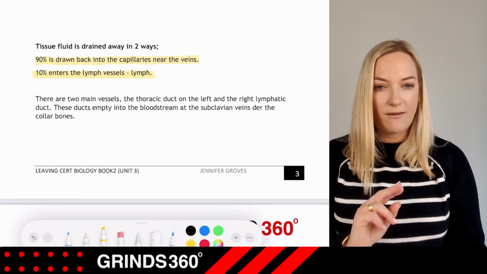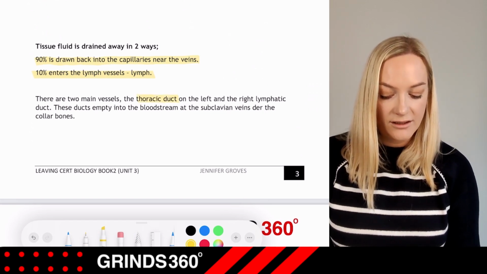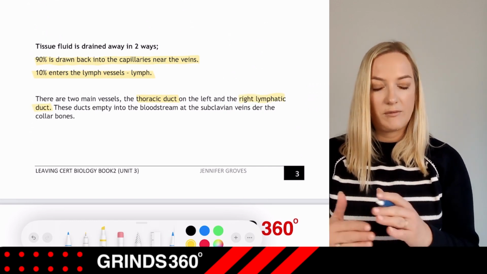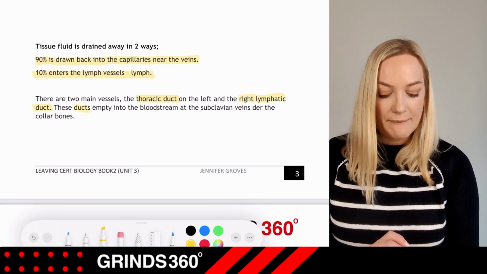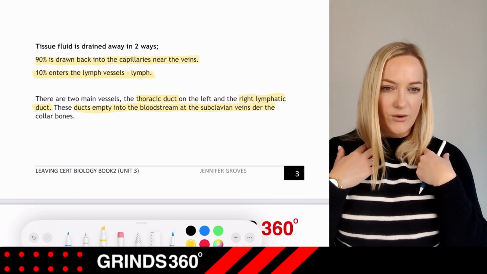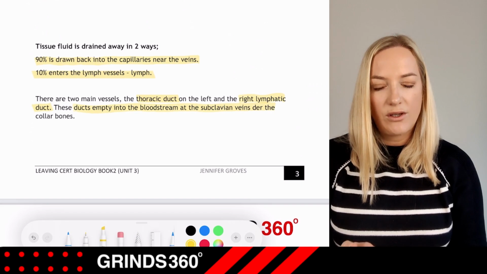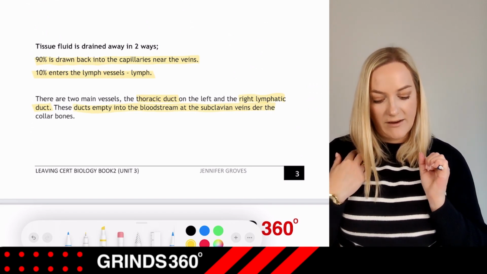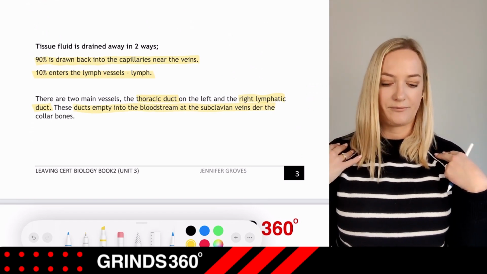So there are 2 main vessels that we need to know at Leaving Cert. There's the thoracic duct and the right lymphatic duct. The lymph will be travelling along there, and both of these ducts will empty back into the bloodstream at the subclavian veins up here. So that is important. And where would you find them? You find them under your collarbone.